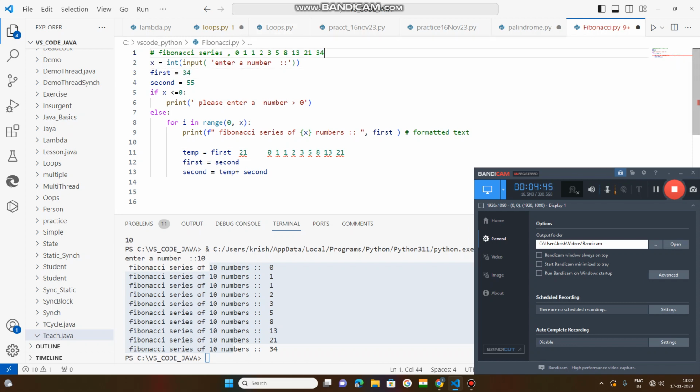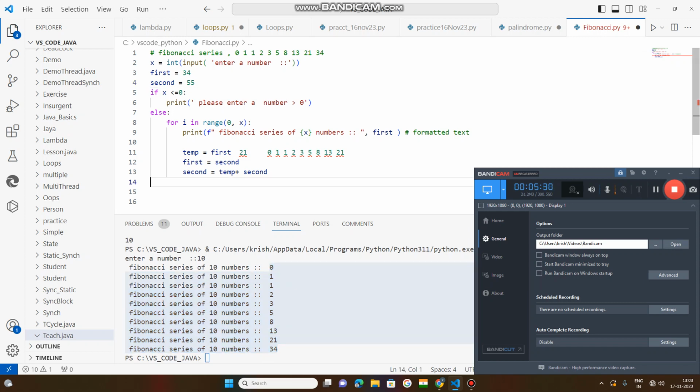So up to this, how many numbers are we getting? 10. The range is what the user requested, initial range 0 to 10. First iteration, 0 will be printed. Second iteration, 1 will be printed, third iteration this 1 will be printed, fourth iteration. How many iterations? 1 2 3 4 5 6 7 8 9 10 iterations. Because the user is requesting up to 10. Okay, user input.